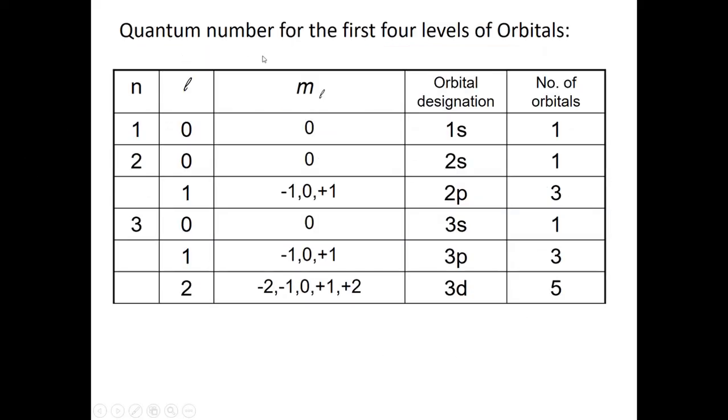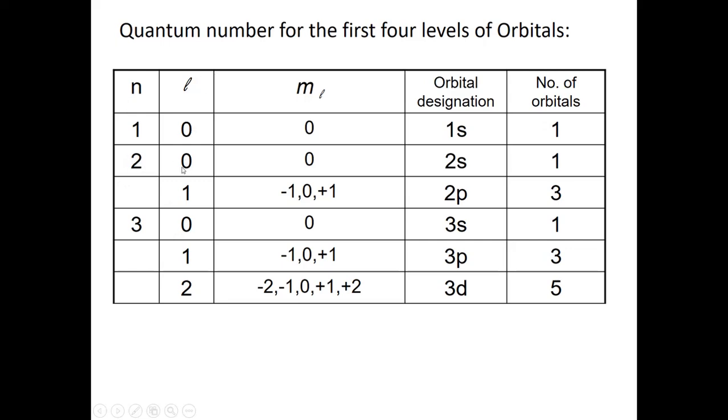Okay. And then quantum numbers for the first 4 levels of orbital. Kalau n equal to 1, should be nilai L ni mesti kurang daripada 1. So kosong. ML ni kosong. Orbital designation 1 lah, sebab yang 1 depan ni is representing n. And dia punya symbol ni adalah S, sebab dia value dia 0 kan. Tadi saya cakap apa? Kalau S value dia 0. So you need to put 1S. Number of orbital 1.